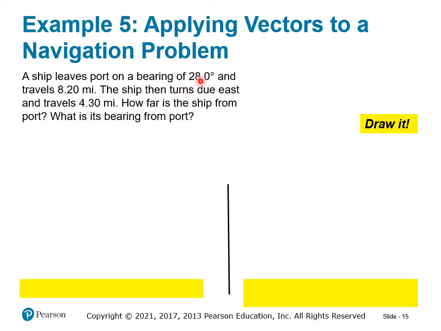So this first bearing, when it leaves port, it's going 28 degrees from the north and going for 8.2 miles. That would be its magnitude. Then it's going to turn due east. Well, this is just putting another compass mark here, the cross, and going due east, which is directly to the right along that compass mark line, and it'll go 4.3 miles. How far is the ship from port? That is the resultant from the original starting point to the ending point, and the bearing from port would be the angle of north to that resultant.